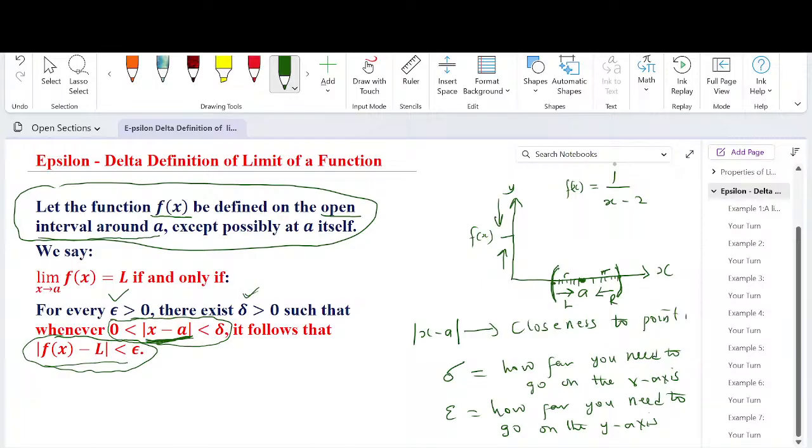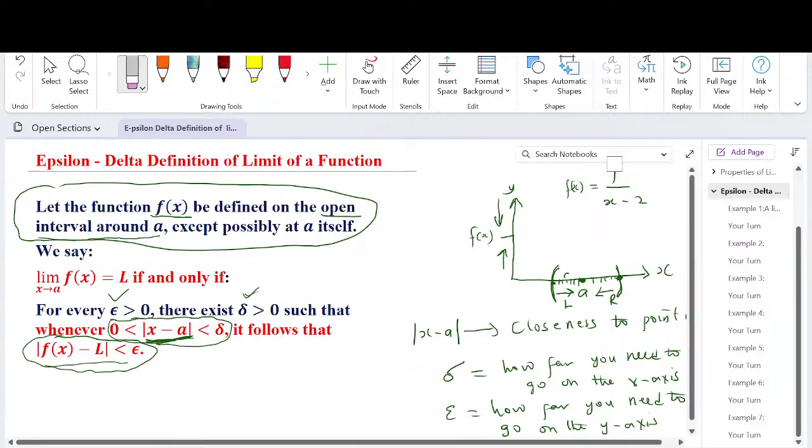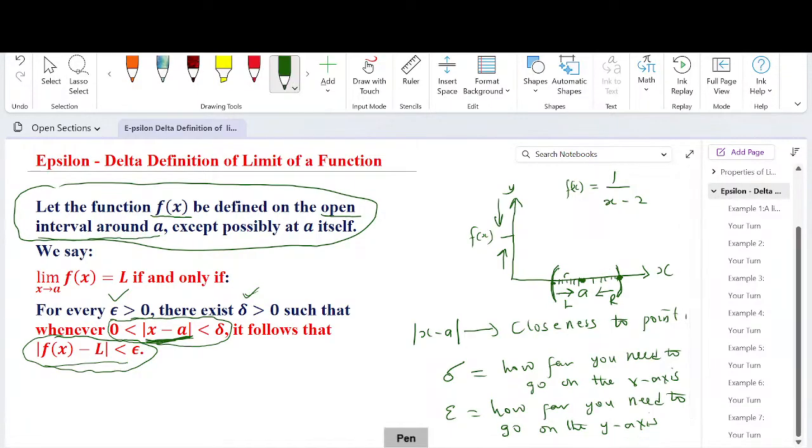That's just the standing. So you can see that from point A to the open interval here, how far do you need to go? That will be your delta value. So instead of radius here, I can write delta. This is the delta from this point to this point here. So how far you need to go from the open interval to the given point A.